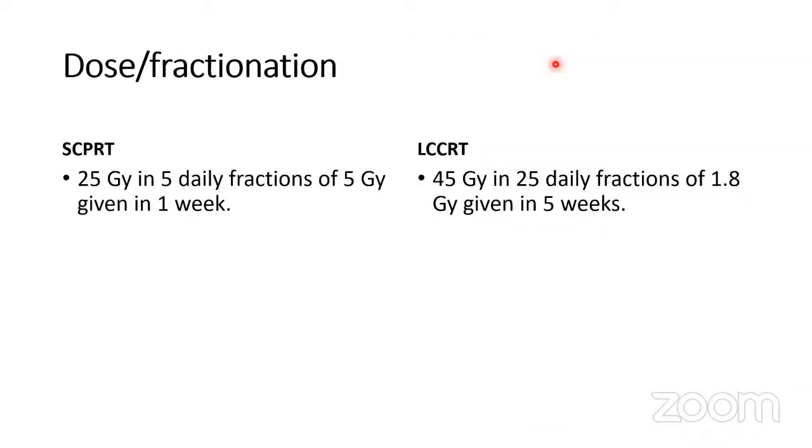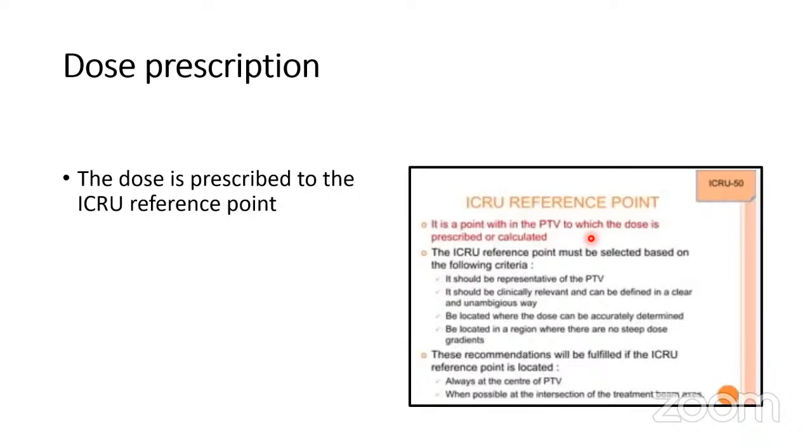So coming on to the dose fractionation, that depends upon whether you're going for a short course or a long course. If it is a short course, we go for 25 gray in 5 fractions of 5 gray each, given over 1 week, followed after a week by surgery. And if it is a long course, we go for 45 gray in 25 fractions over 5 weeks with concurrent chemotherapy. And the dose prescription is to the ICRU reference point, which is usually the intersection of the central axis of the beams.